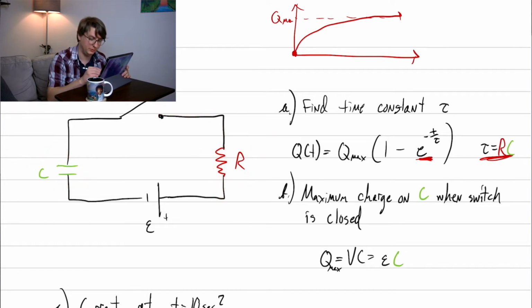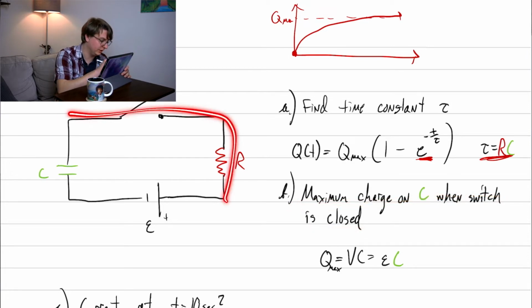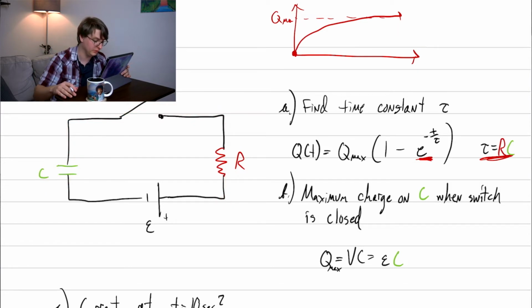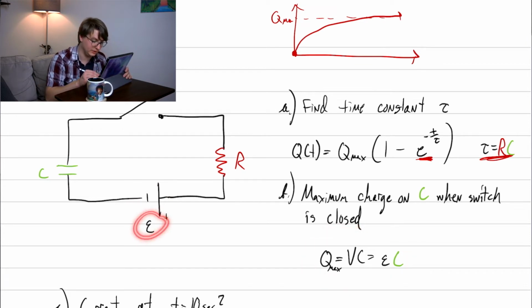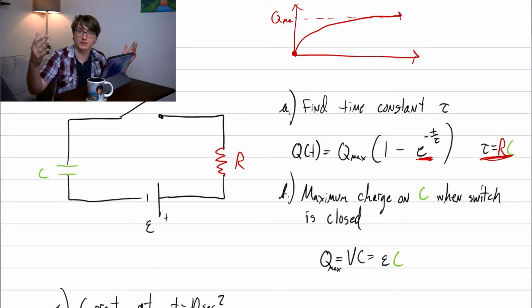So the next question, what's the maximum charge on C when the switch is closed? So you can imagine over a long period of time, all of the charges have accumulated here. This is at some maximum. So at that point, there's no current, there's nothing going on in it. So this effectively doesn't matter. So it's essentially just the same voltage as the battery that's supplying it. So we can just use Q equals VC. We do that, we get the voltage of the battery times the inherent capacitance of this capacitor.